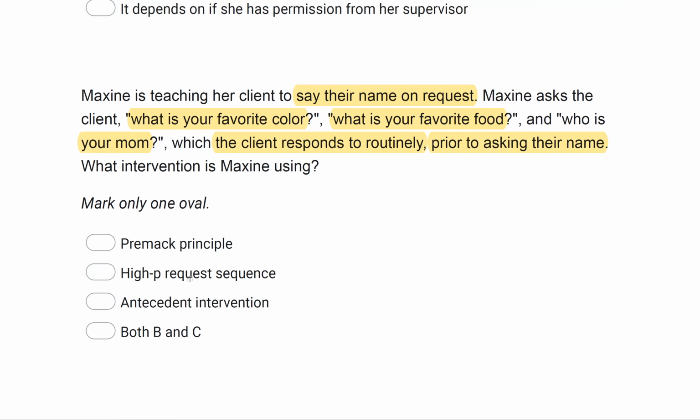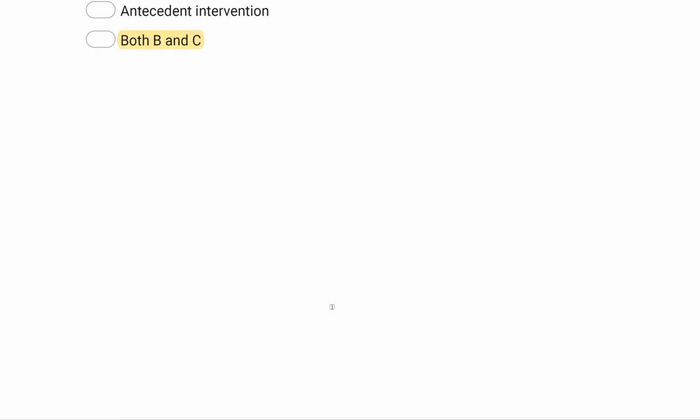So we know she's using a high P request sequence. Is she also using an antecedent intervention? Well, she is, because a high P request sequence is also considered an antecedent intervention because it's proactive. It's acting on the response prior to the response occurring, right? It's coming before the response. So she's using a high P sequence and an antecedent intervention. So what is she using? Well, both B and C.